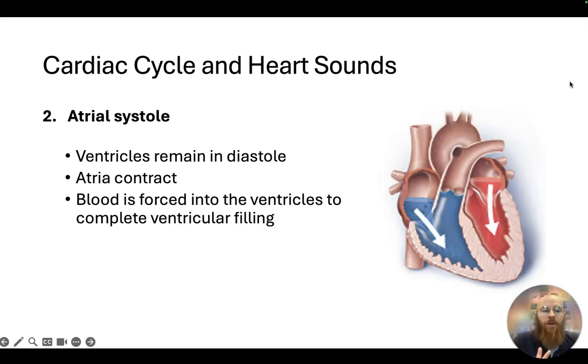Step 2. So now those atria are going to contract. They're going to become active. They are going to go into what we call systole. Okay, so at this point, the ventricles are still resting. Okay, they're still filling with blood. Okay, but the atria are going to contract, therefore forcing additional blood into the ventricles to complete this filling process. So atrial systole is more now an active ventricular filling process rather than just an ongoing passive one.